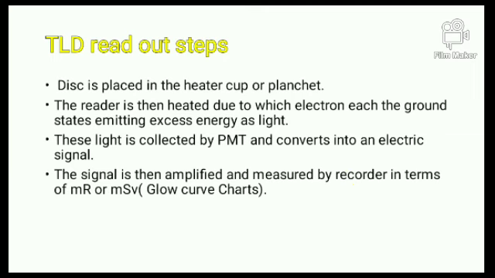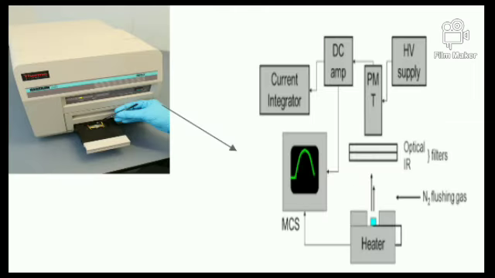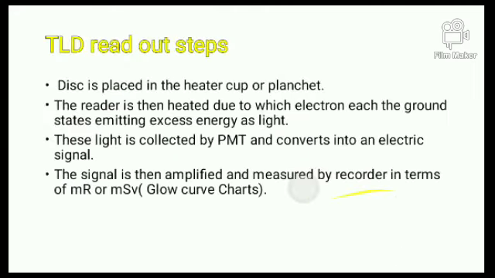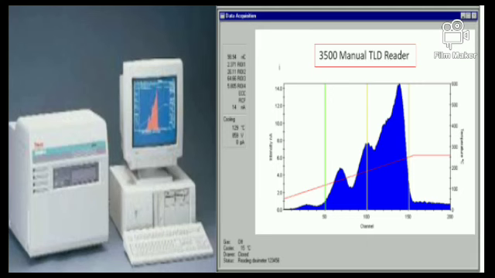So this is how the images are represented, and it is represented as a glow curve. So you can see here, this is the reader. They put the disc here, they heat it up, and with the help of computer technology they can receive the images in the form of glow curve. So this is how it is received.